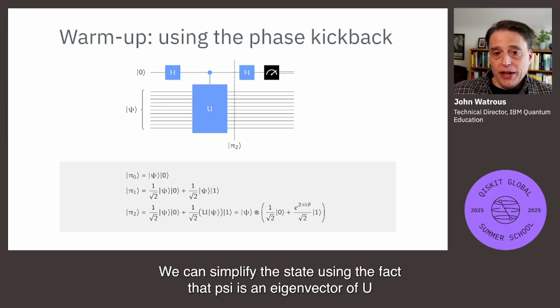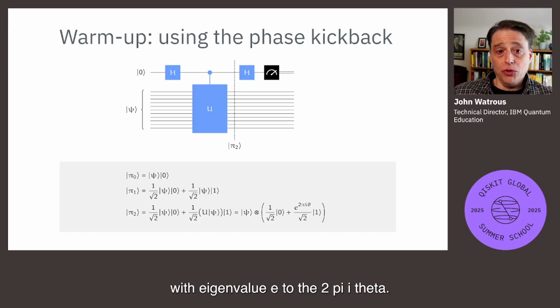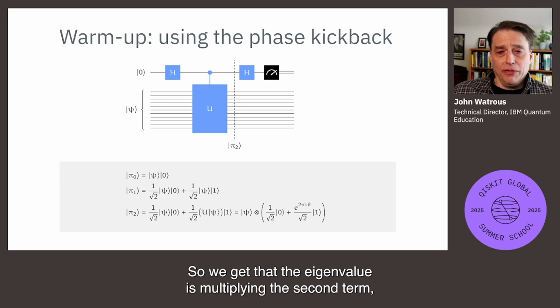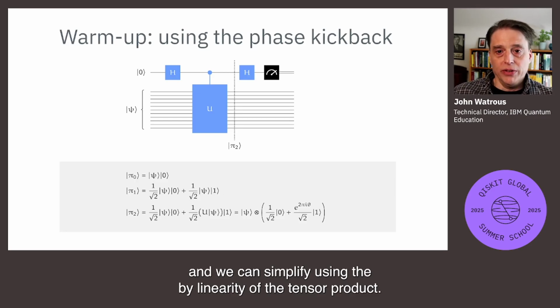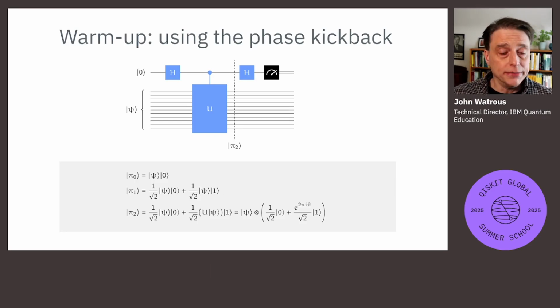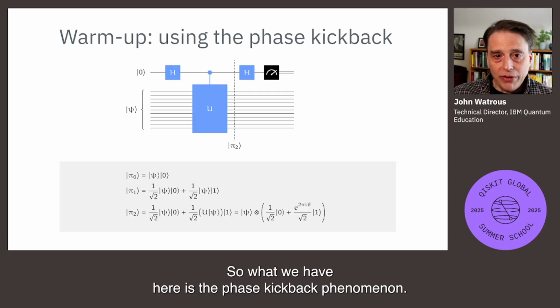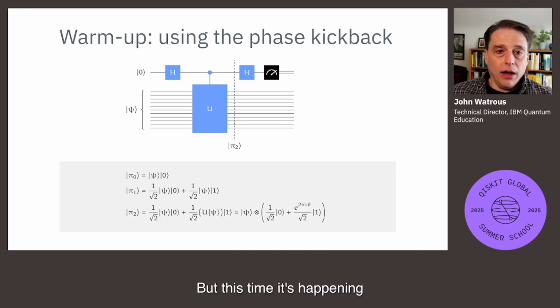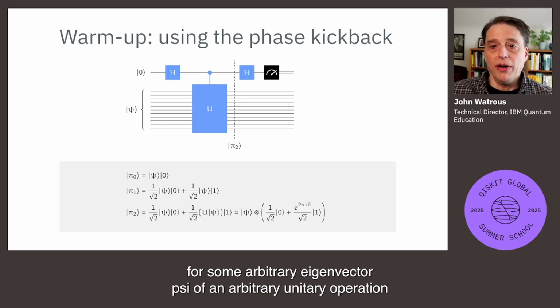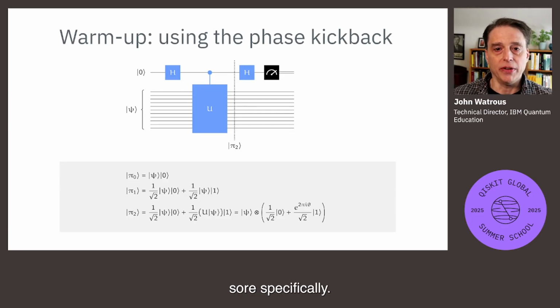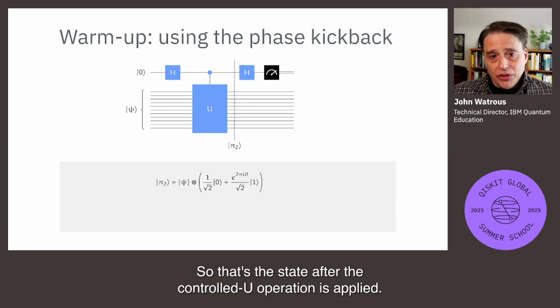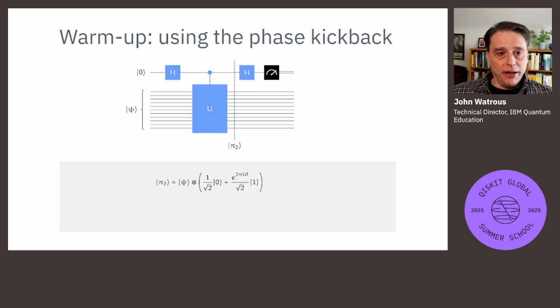We can simplify the state using the fact that psi is an eigenvector of U with eigenvalue e to the 2 pi i theta. So we get that the eigenvalue is multiplying the second term, but not the first. And we can simplify using the bilinearity of the tensor product. So what we have here is the phase kickback phenomenon, but this time it's happening for some arbitrary eigenvector psi of an arbitrary unitary operation U, as opposed to a not operation being applied to a minus state more specifically. So that's the state after the controlled U operation is applied.